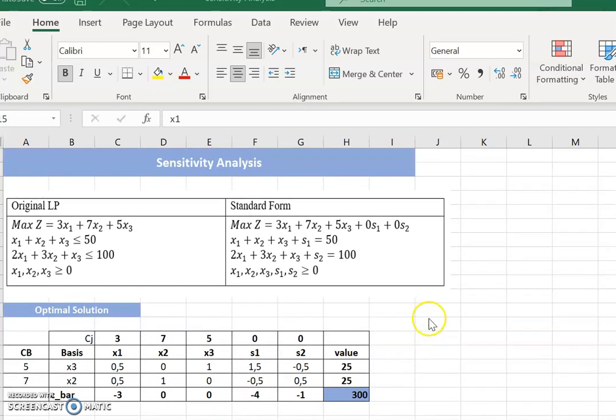Hello, this video is about sensitivity analysis. It is the step that happens after we obtain the optimal solution. In this chapter, we study the effect of changing the coefficient in the objective function, the amount of available resources, and even the resources themselves. In this video, we're going to be focusing on the coefficients in the objective function.